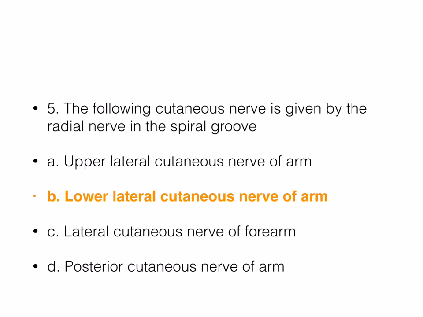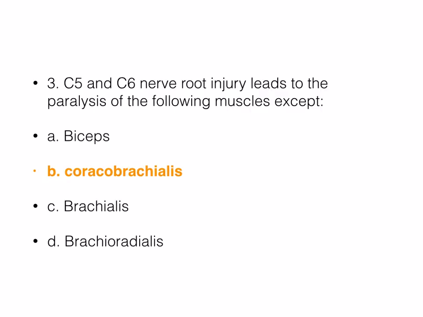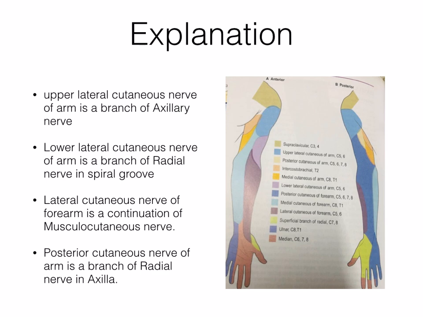And then when it comes to the spiral groove, already I have showed you the spiral groove. This is the spiral groove. When it reaches the spiral groove, here it supplies lateral head, medial head, and anconeus, three muscles and two cutaneous nerves. One is lower lateral cutaneous nerve of arm, and another one is posterior cutaneous nerve of forearm. Okay, these two. So totally five. Two cutaneous and three muscular branches are given by the radial nerve in the spiral groove. So the student should know this, unless otherwise he cannot answer this question.